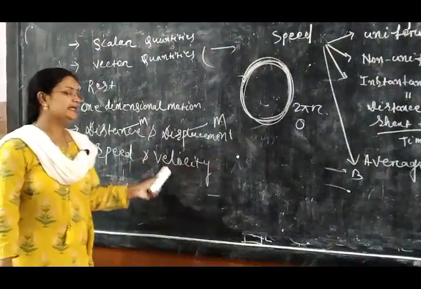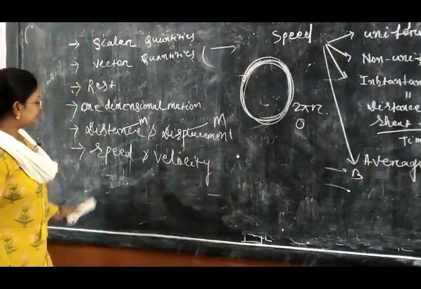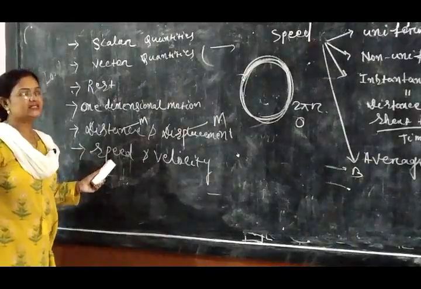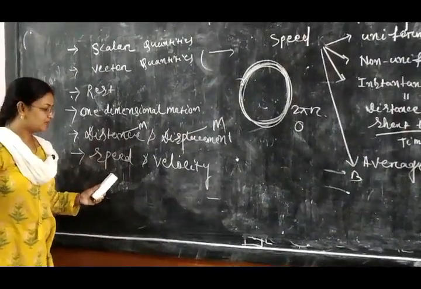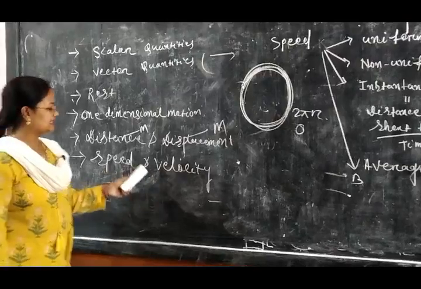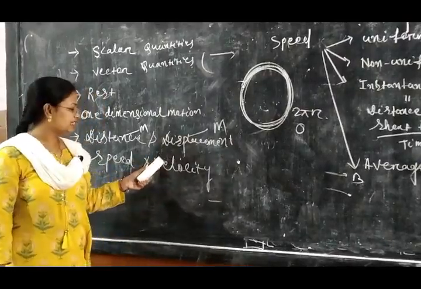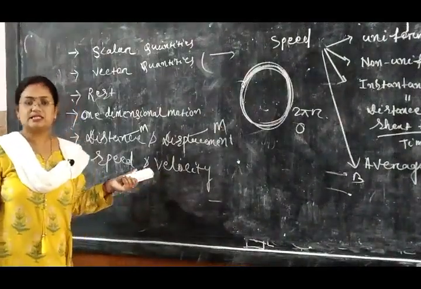Then speed and velocity. Speed is your what? The rate of change of distance. Speed is your distance by time. Velocity, we can say that this velocity is your displacement by time. If displacement is 0, then velocity will be also 0.